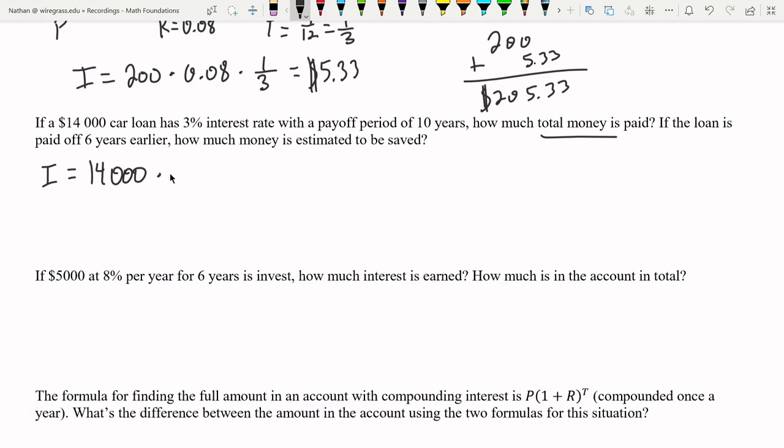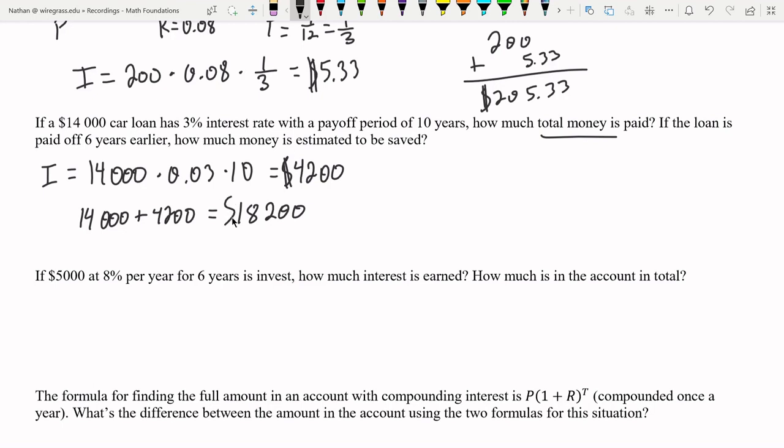So first off, our interest is going to be, this is the principal. This is the interest rate. And it's paid off in 10 years' time. So the interest is going to be $4,200. And of course, we're going to pay off the entire principal as well as the interest. So we're going to have 14,000 plus 4,200 equals $18,200 is paid in total.